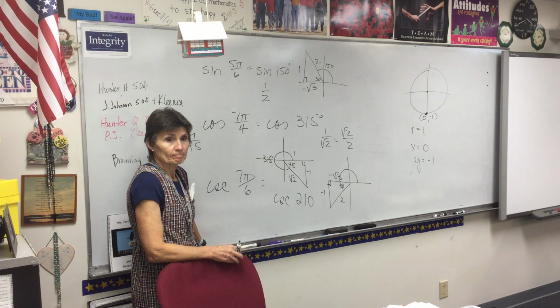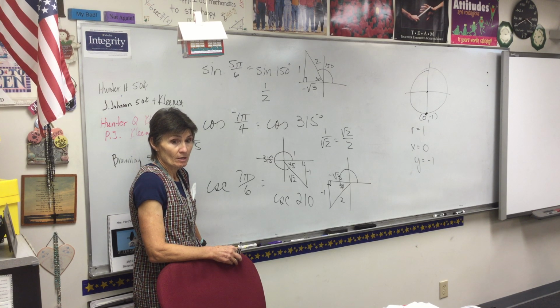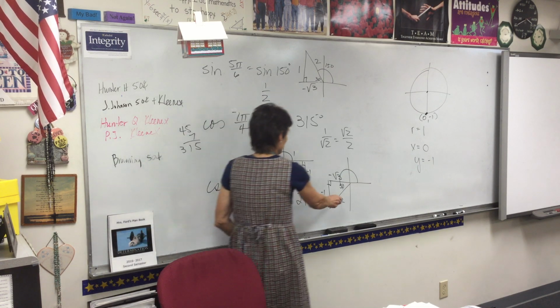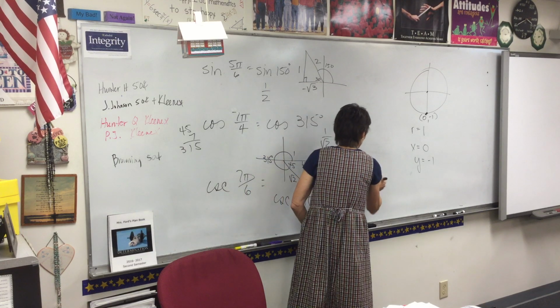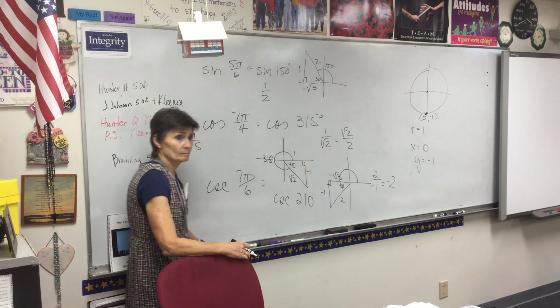Cosecant. Hypotenuse over opposite. So hypotenuse over opposite would be 2 over negative 1, which is negative 2.